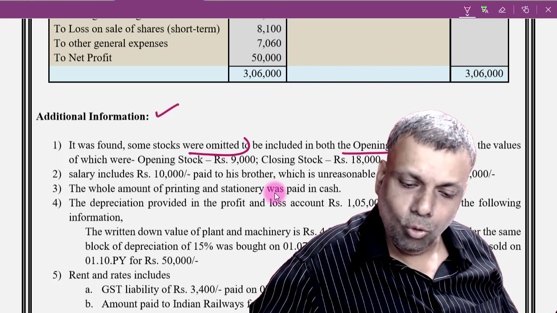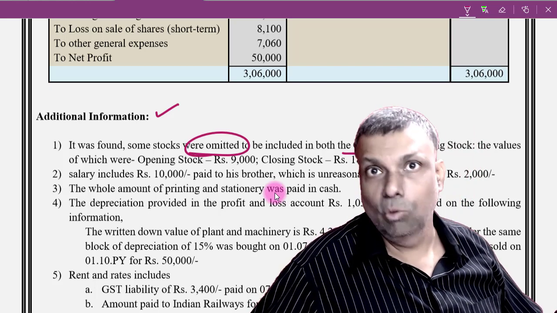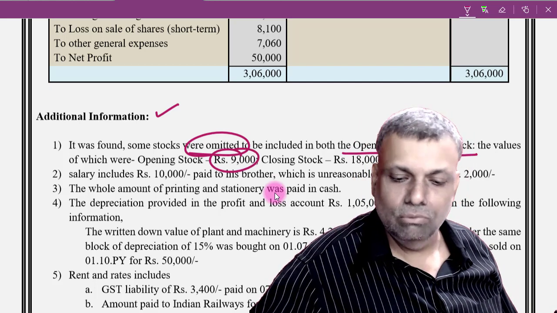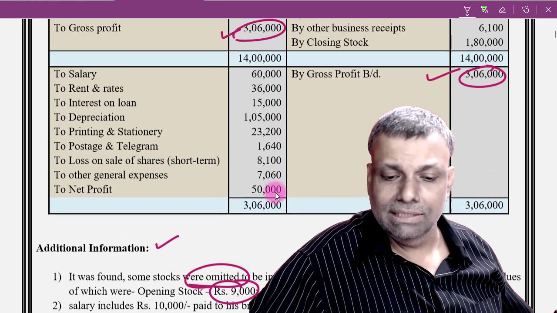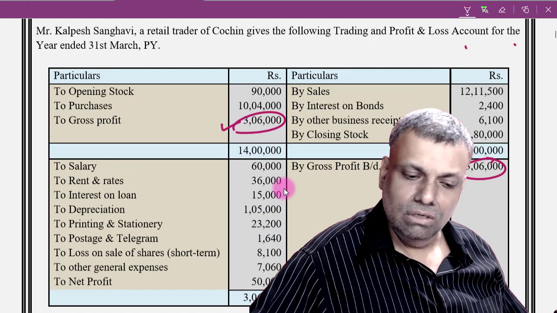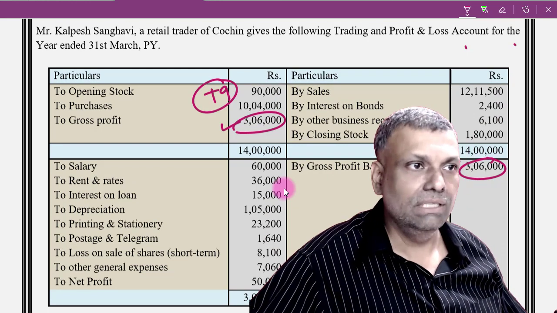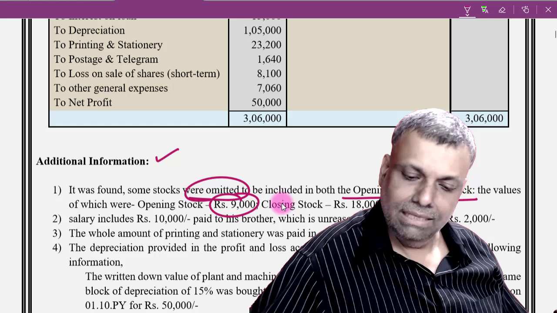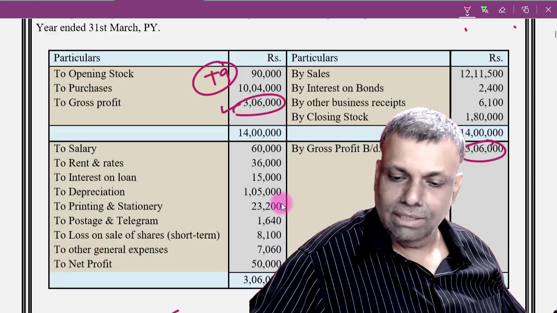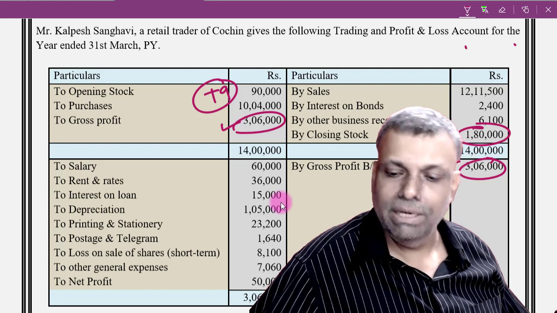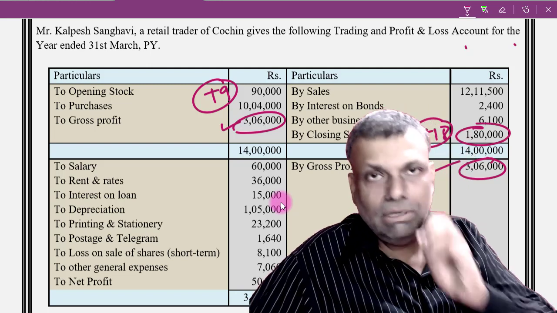Now some stocks were omitted. So this much stock has been omitted, in opening and closing stock. If the opening stock was omitted, then I'll have to adjust that. So I have to increase the opening stock by the figure, 9,000, and the closing stock by 18,000. So I should do this particular adjustment. Closing stock I should increase by 18,000. Is that very much clear?